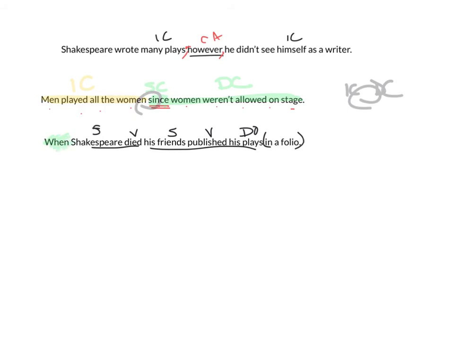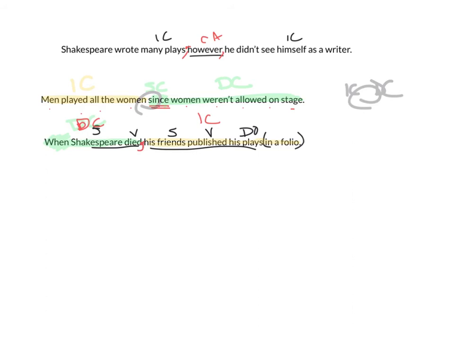Remember that conjunction goes in front of the less important idea, the dependent clause. What is it attached to? It's attached to this idea. So that is our dependent clause. Our main idea is right here. His friends published the plays in a folio. What punctuation do I need? Well, to separate the DC from the IC, I must have a comma.